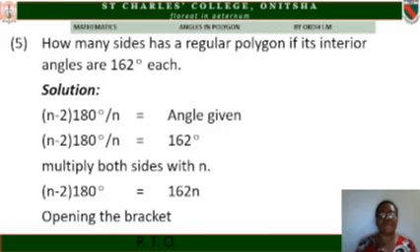Then number 5. How many sides has a regular polygon if its interior angles are 162 degrees each? The interior angles are 162 degrees each. So we have our solution as n minus 2 times 180 degrees all over n, equal to the angle given to us, which is 162 degrees.